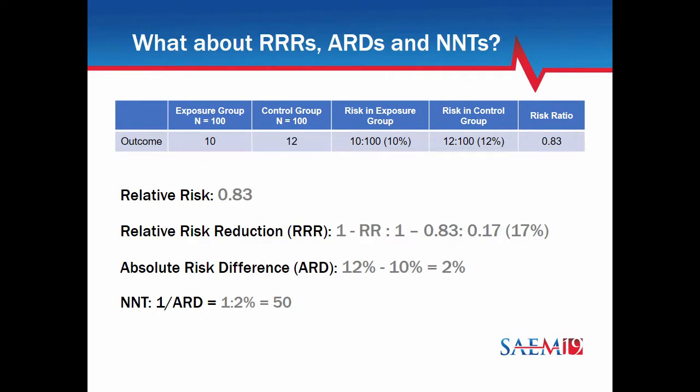So what about relative risk reduction, absolute risk difference, and number needed to treat? Let's use the same example that we had, a relative risk of 0.83. If you do 1 minus relative risk, you will have something that's called relative risk reduction. In this case, it will be 17%, a number that represents the relative risk decrease in the exposed patients compared to non-exposed patients.